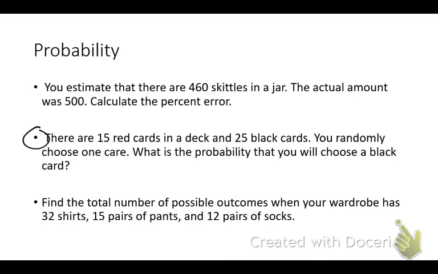That would be the margin of error divided by the actual amount. We don't have to do that one. The second one is going to be our focus for today. Let's read it together. It says there are 15 red cards in a deck and 25 black cards. You randomly choose one card. What is the probability that you would choose a black card?